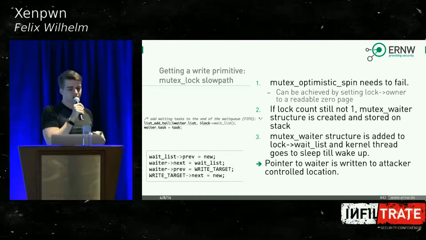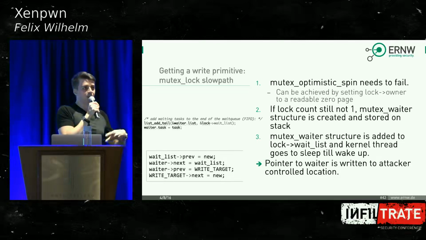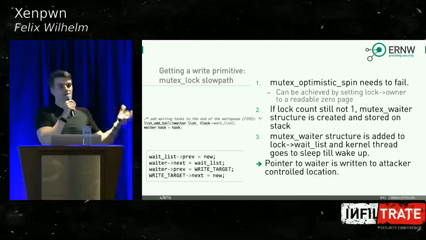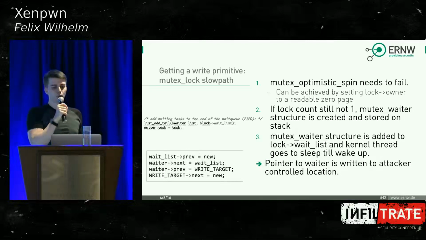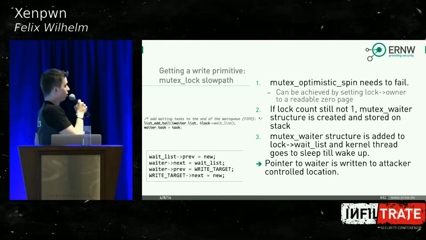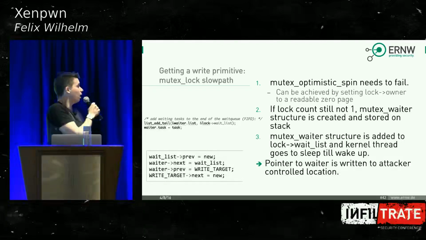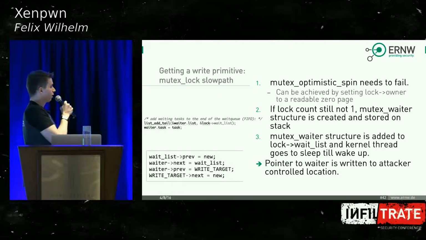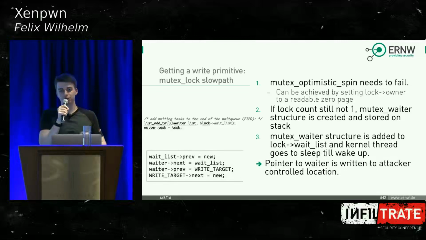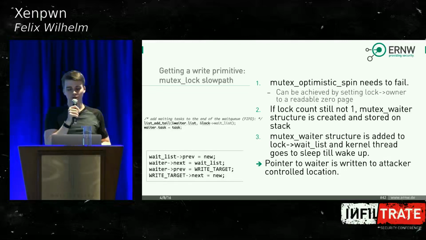The idea is you add yourself to the wait list, and then your kernel thread goes to sleep, and if someone else unlocks this mutex, your kernel thread will be woken up because it's the first component in this wait list. However, because we completely control this wait list pointer, we can write this pointer value to this waiter structure that's stored on stack to an attacker-controlled location.